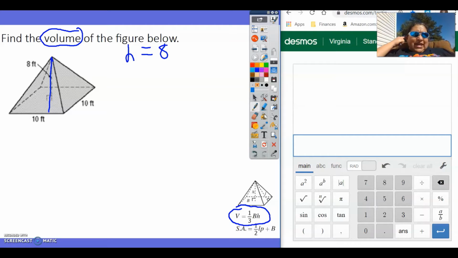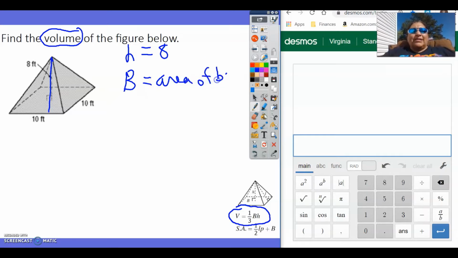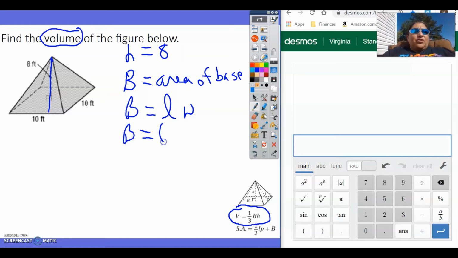It's like if you dropped a string from the top straight down the middle and measured it, that would be your height. Now we need to find big B, which I told you is the area of your base, and your base is a square. So we know the area of a square is length times width. So let's go ahead and plug those two numbers in, and then we're going to just use our calculator to figure it out.